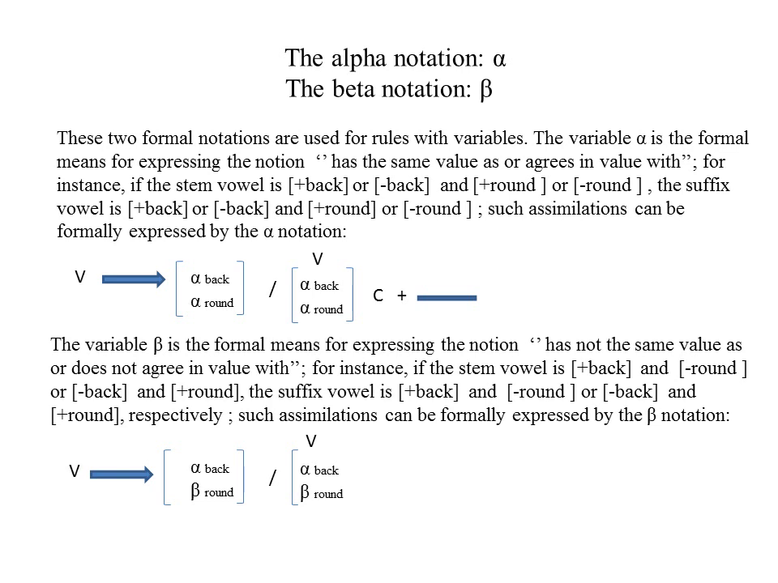Alpha back and then beta round, followed by C, followed by morpheme boundary, followed by a dash. Let us put it clear, okay? The rule of vowel harmony in Turkish.